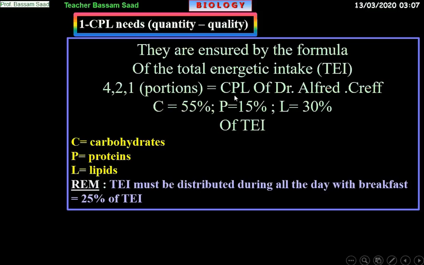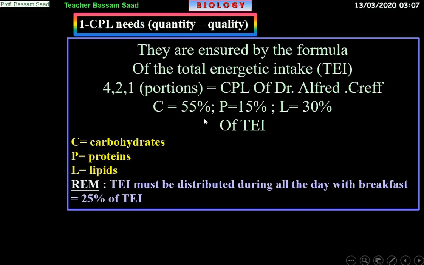Yes, I can translate. Dr. Alfred Kraft said that carbohydrates must cover 55% of total energetic intake. The proteins must cover 15% of the total energetic intake, and lipids must cover 30% of the total energetic intake. Look at this: 55 plus 15 plus 30, we say 100%. Do not forget, water and mineral salts do not give energy. So the energy is provided by the organic substances.